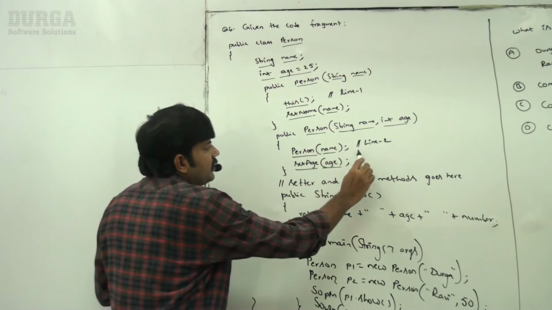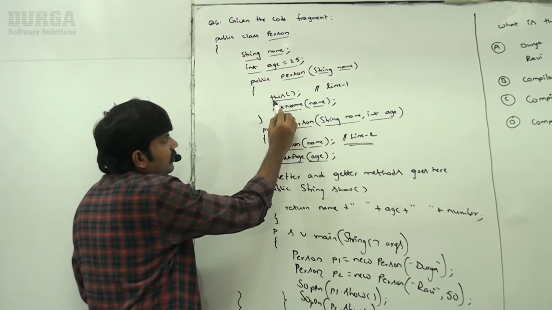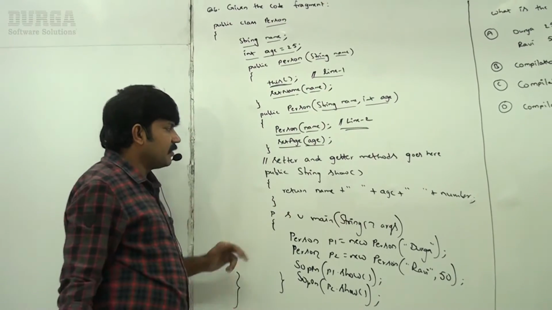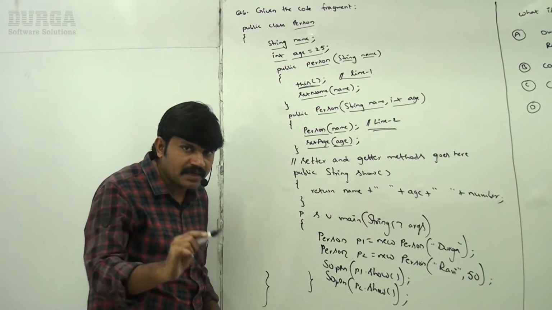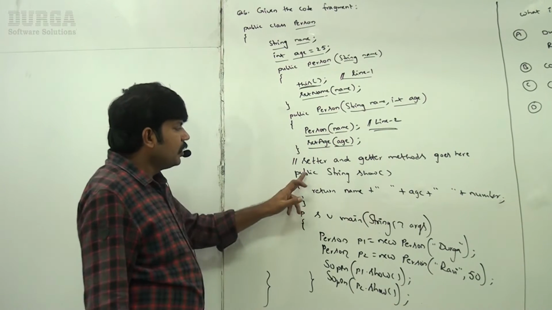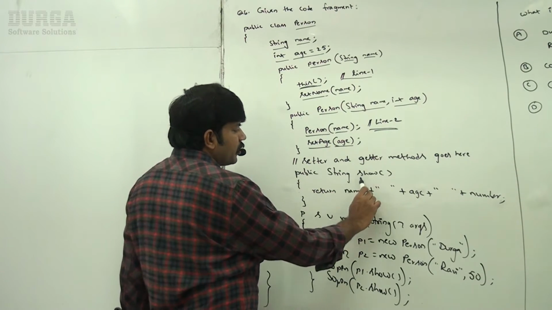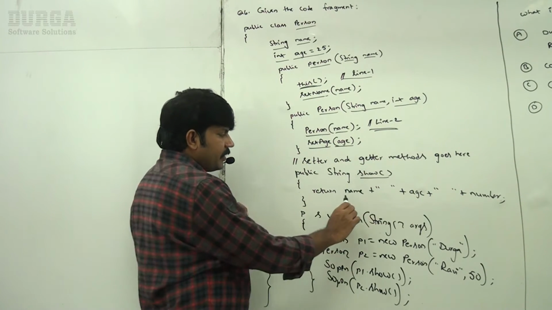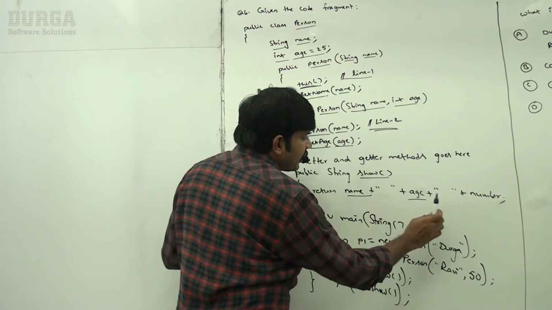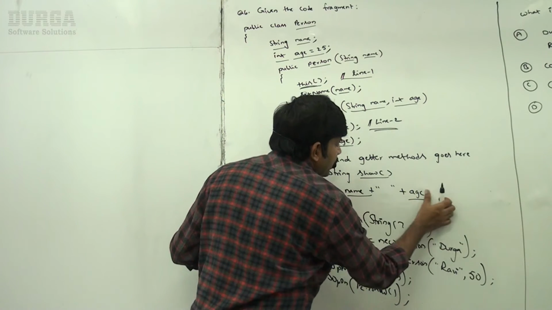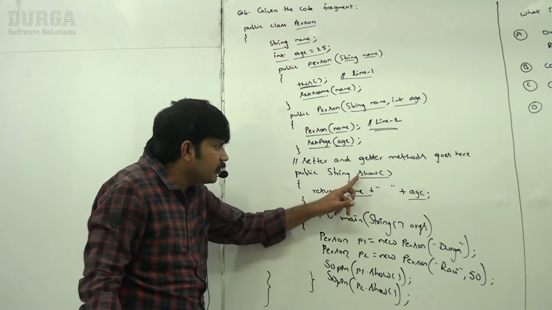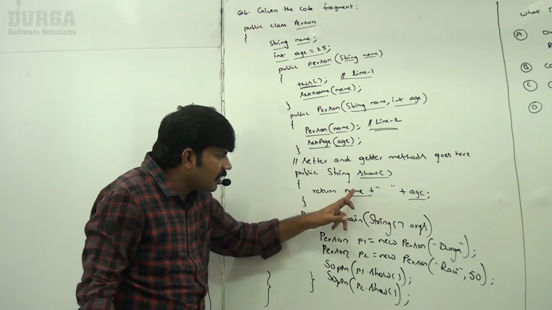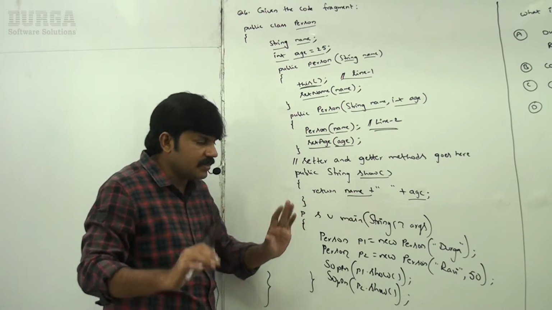Sir, observe, this is line 2 and this is line 1. Setter and getter methods go here, so assume setter and getter methods are properly defined. Sir, public String show method, return name and age, that's all. If any person tries to print the person object, now it is responsible to print name and age, that's all.